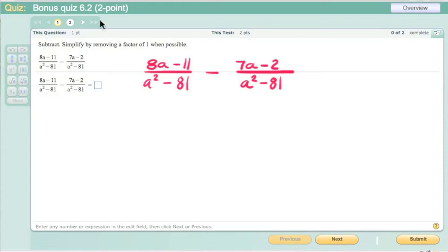Everybody. As you can see, it's a bonus quiz for 6.2, and this is the chapter where we deal with fractions. And they don't call them fractions, they call them rational expressions and rational equations, ratio being the operative word there. So this is a rational expression. There's no equal sign. They want us to subtract and simplify, and we certainly can do that.